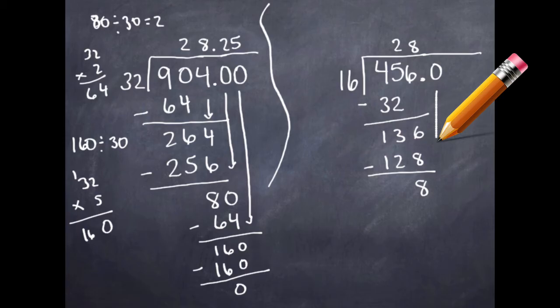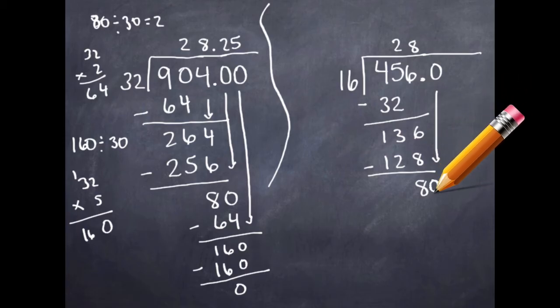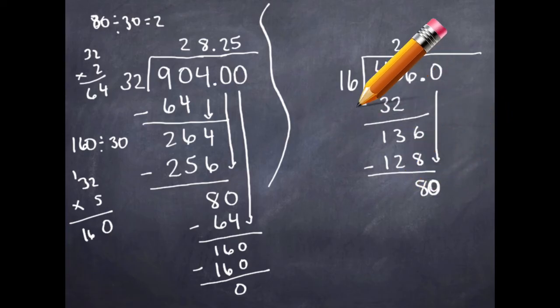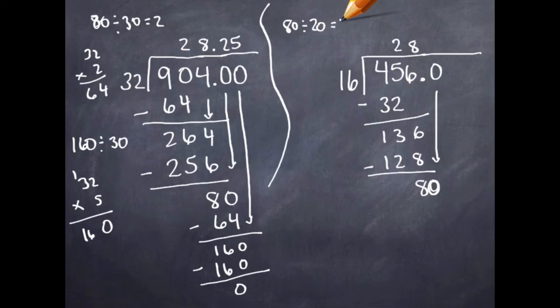So now I can bring down the 0, but really what I'm doing is turning that 8 ones into 80 tenths. So now I can try to divide those 80 tenths into groups of 16. Let's take a guess here. I'll round my 16 up to 20, and I'll do 80 divided by 20. So 4. It should go in about 4 times, right? 20, 40, 60, 80. So I'm going to bring that decimal up because I am going into the tenths place now. I want to keep my place value straight.